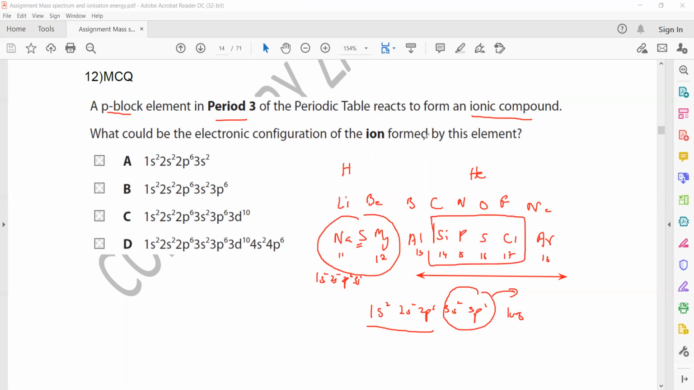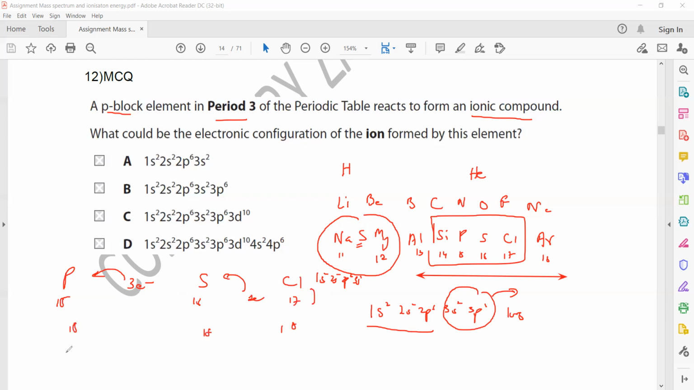So when these non-metals react to form an ionic compound, they tend to gain electrons. If we take the example of phosphorus, which is 15, to make it 18 it will take 3 electrons. Or if it was sulfur, which is 16, it will take 2 electrons. If it is chlorine, which is 17, it will take 1 electron. So the total number of electrons will be 18.